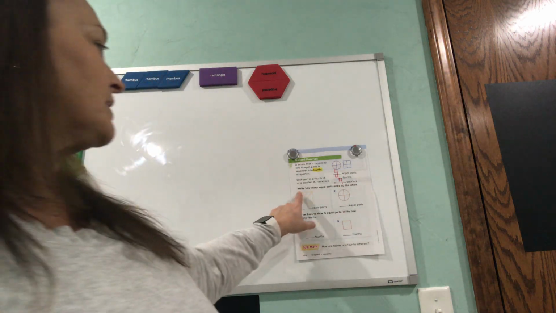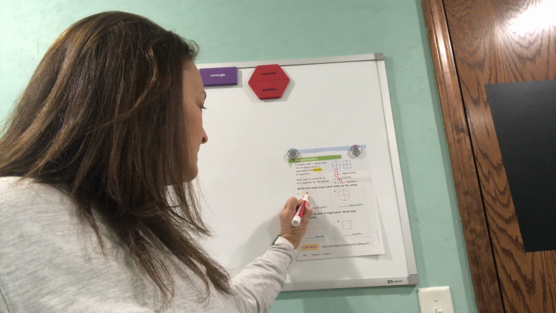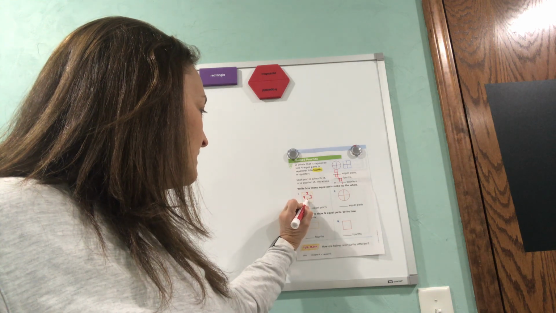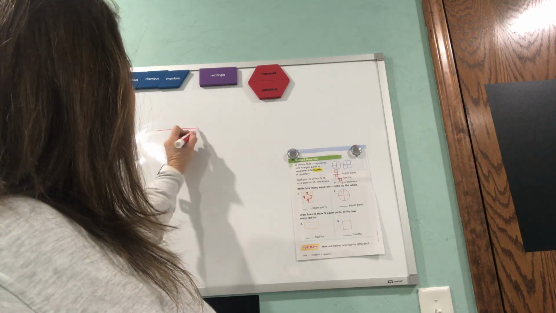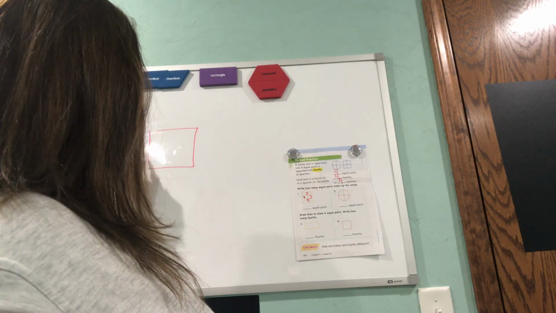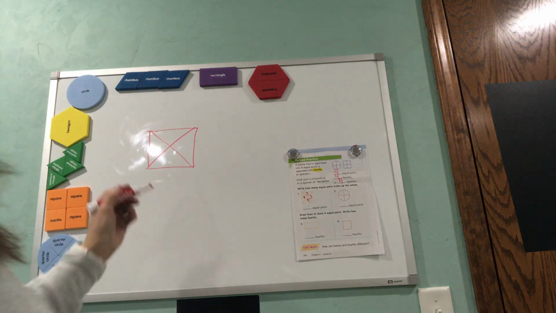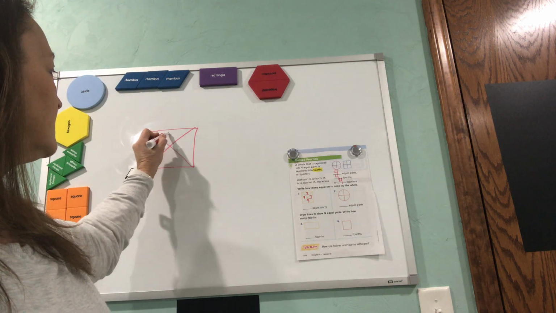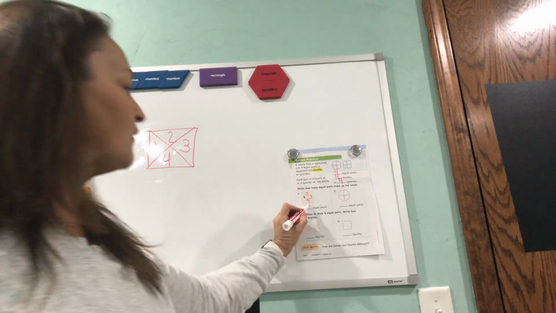So it says you're going to write how many equal parts make up the whole. So when we look at number 1, we're going to see how many parts do we have. So I'm going to say 1, 2, 3, 4. And I just wrote the numbers in as I went around. So my shape looks like this. So all I did is I went in and just numbered it. 1, 2, 3, 4. So there are 4 equal parts.